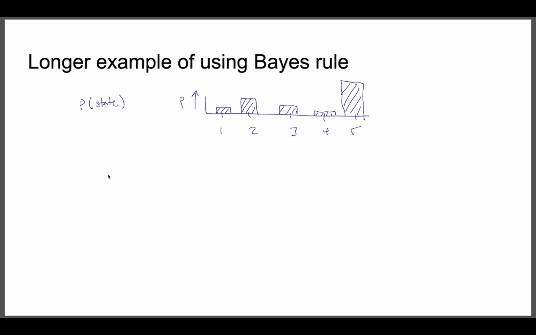You have this state, and it's initialized in some known probability distribution. Let's say this is the initial value. The first thing that you need to do is you get an observation. So this is the initial P of state. And then we have some model, P of observation given state. We'll call this the observation model.